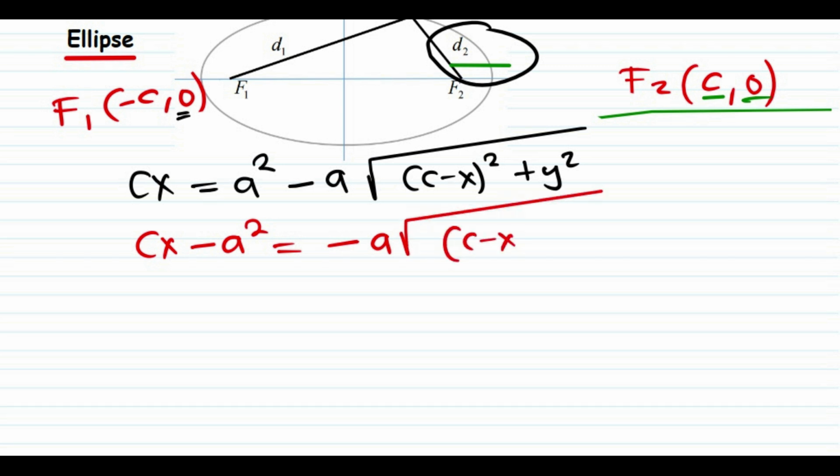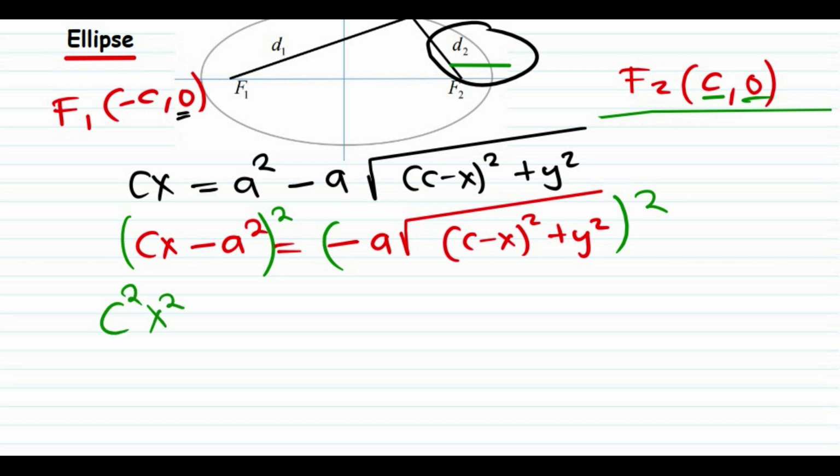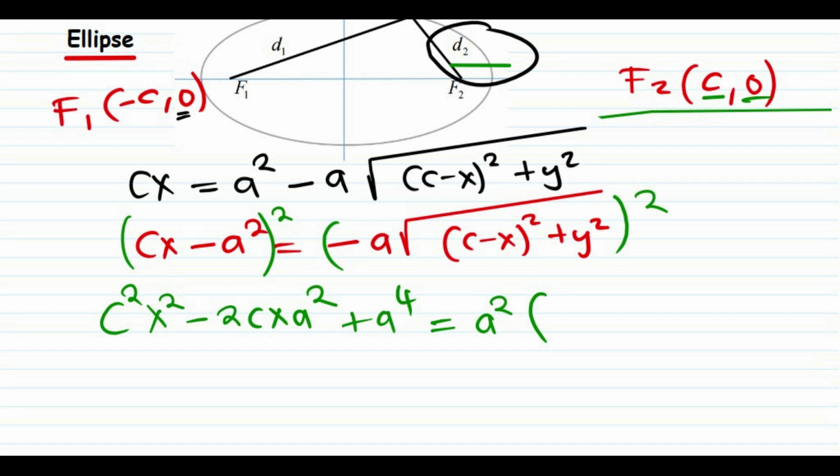Okay, so what do we do at this point? So we can square both sides. Okay, square both sides, and then you're going to end up with c squared x squared, and then if you multiply with the a, it's going to be minus, which is going to come twice, of course, so minus 2cx a squared, and then plus a to the power 4, equal to the other side, negative a times negative a will be a squared. In the brackets, we're just going to have what we have there, which we can just copy down. So c minus x squared plus y squared. So the radical has disappeared because we squared both sides.